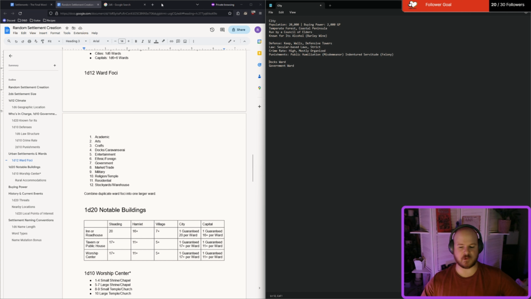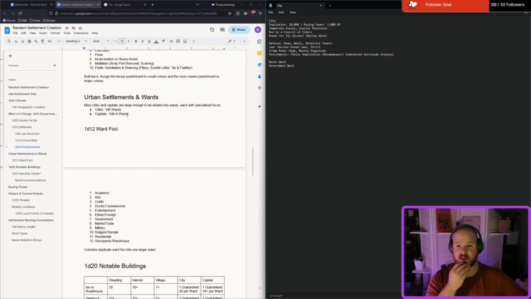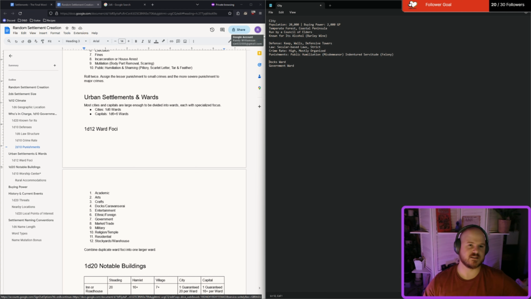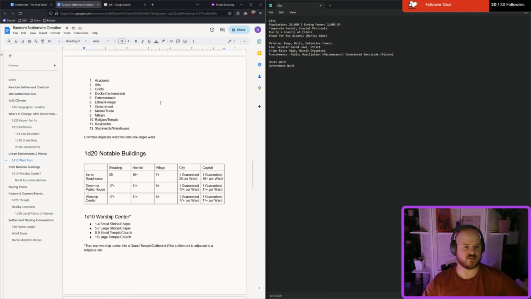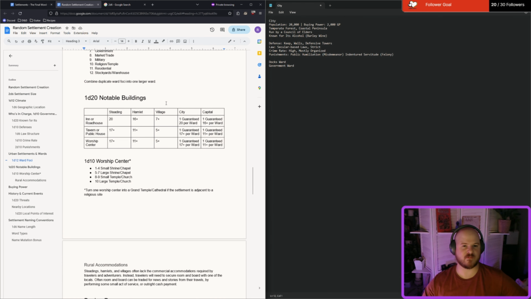So obviously when we run into something like a capital city, we're going to end up with quite a few, right? Capital cities have 1d6 plus 6 because they're huge cities. But this city only has a population of about 20,000, so it's got a relatively small aspect to it as far as wards are concerned. And then we can kind of break this down into each different ward.